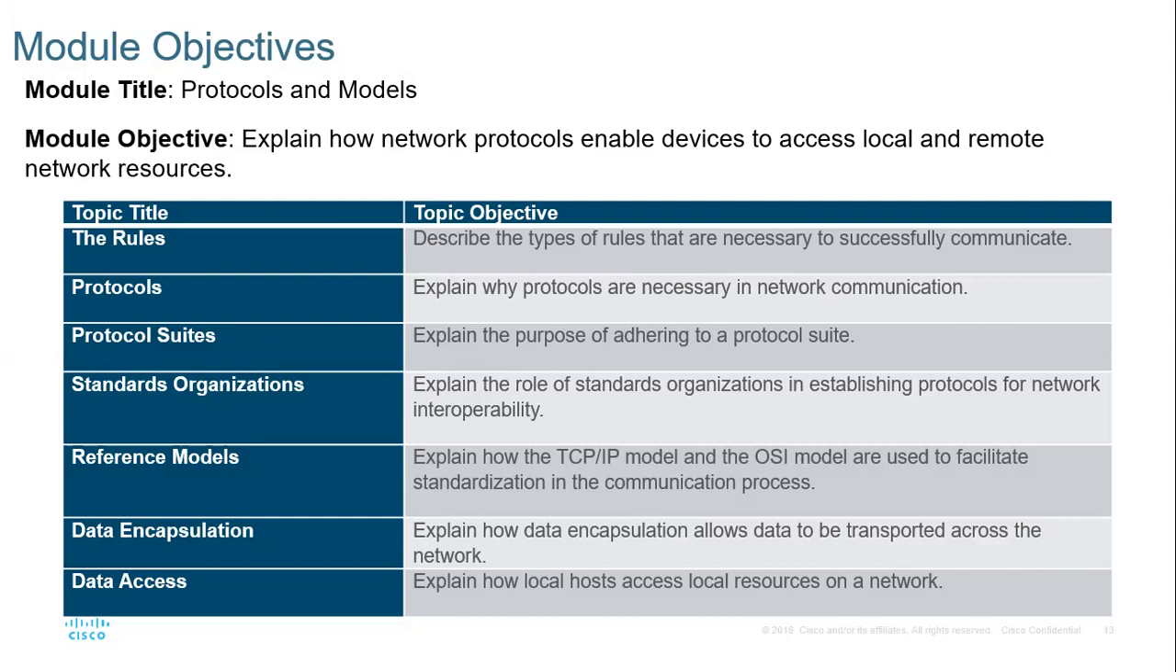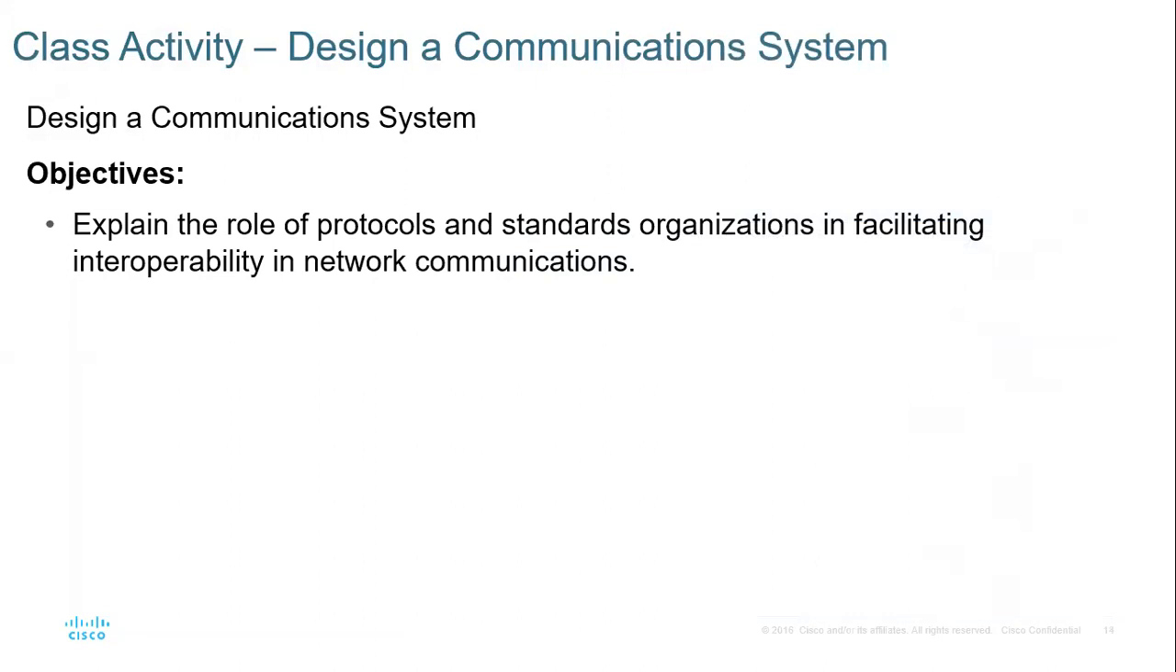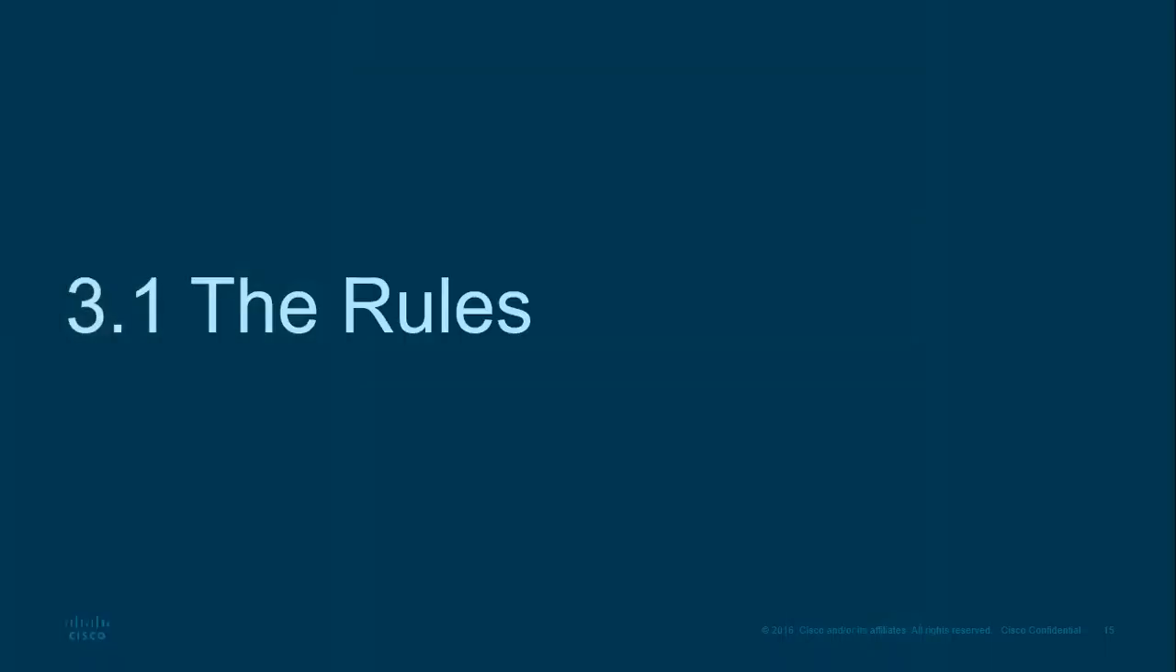Data encapsulation allows data to be transported across the network. Data access: explain how local hosts access local networks. Design a communication system. Our objective is to explain the role of protocols and standards organizations in facilitating interoperability in network communications. The rules.